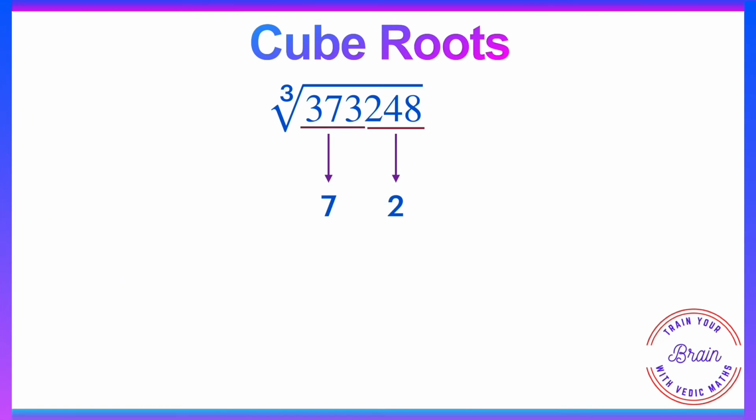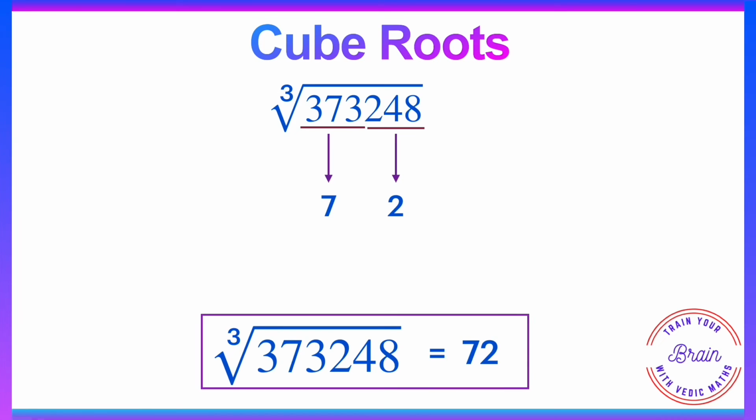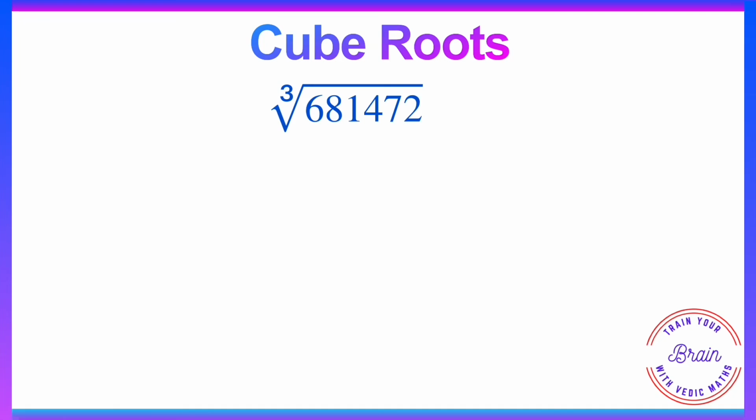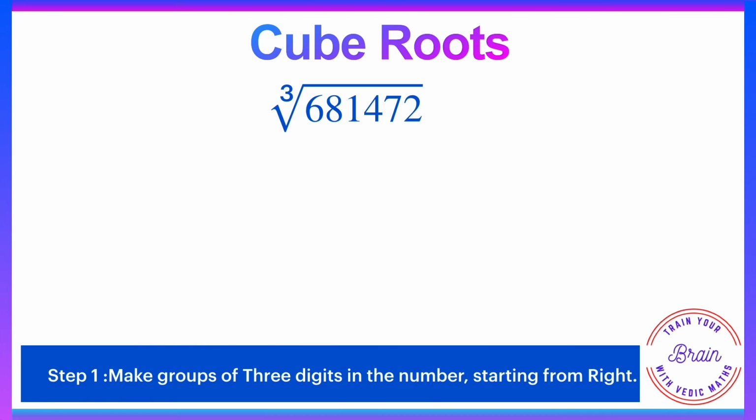Then the cube root of 3,73,248 is 72. Let's take another example. Suppose we have to find out cube root of 6,81,472. In the first step, we make groups of 3 digits in the number starting from right.